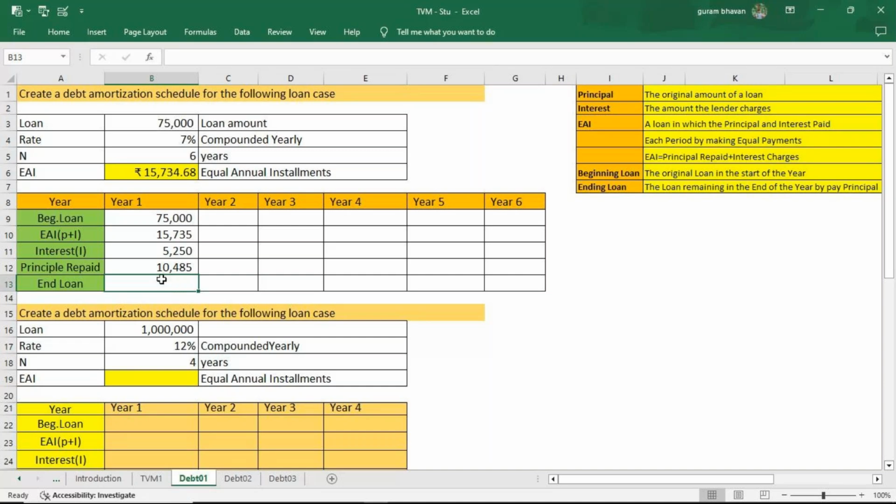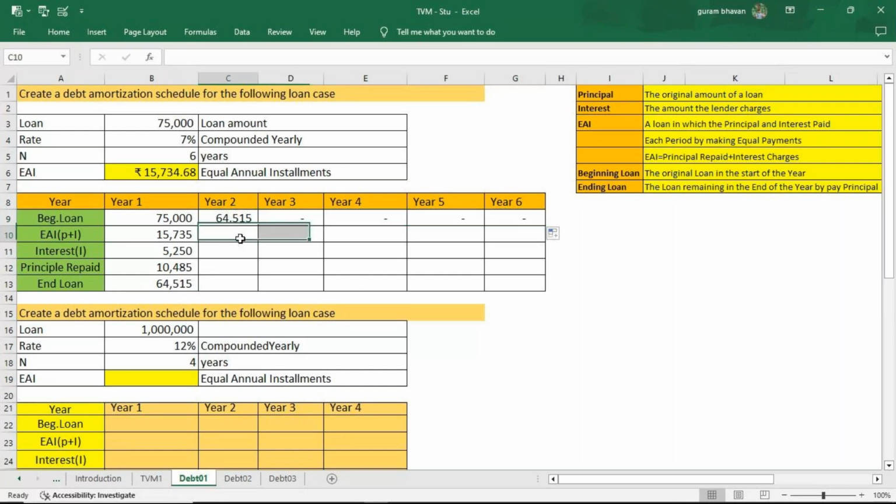So now what is the balance? What is the balance loan amount that is there? End loan. So equals 75,000 minus 10,485. That is EAI. So this is my end loan. Beginning loan 75,000 was there after paying the installment. So this is my end loan. So this end loan will become the beginning loan amount for the next year. Okay, I'll take this and here I will drag it towards my right.